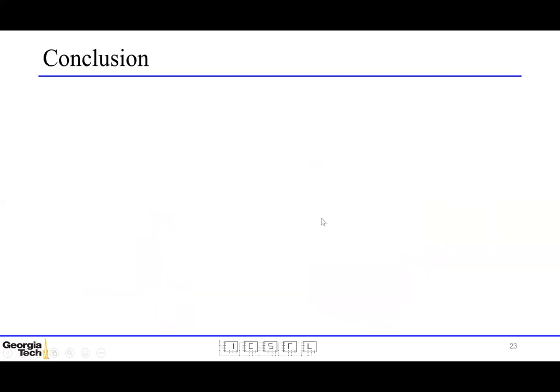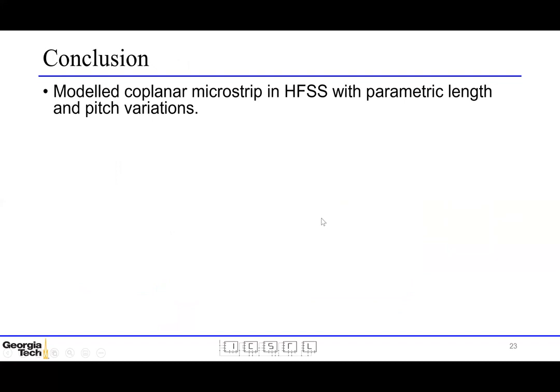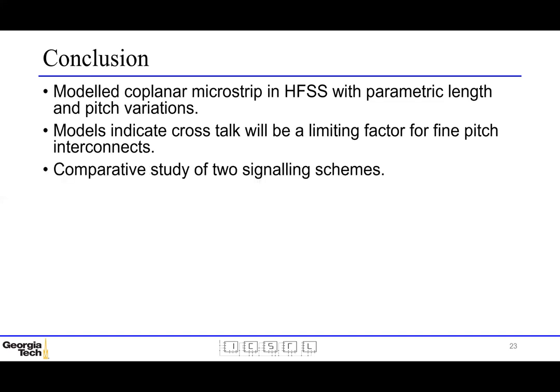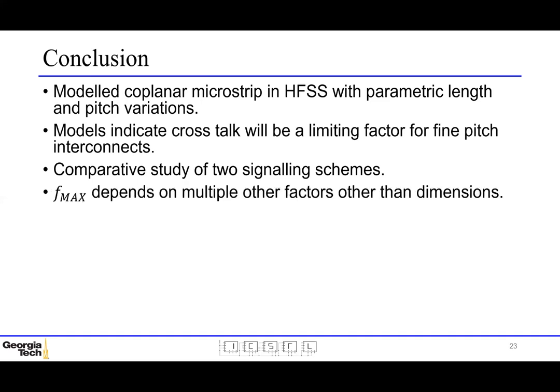In conclusion, we modeled coplanar microstrip lines in HFSS with channel length and pitch as parameters, yielding one touchstone file for each configuration, giving a total of 100 cases to study. Generally speaking, the attenuation increases with increase in the interconnect length, and we also notice that the crosstalk interference is a limiting factor for pitch scaling. We comparatively studied 2 signaling schemes, NRZ and PAM4, to determine the maximum frequency of operation for each of the 100 cases. The maximum frequency of operation, or the Fmax, depends on multiple factors, including the dimensions.